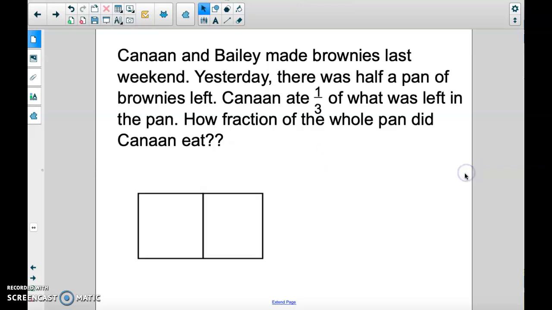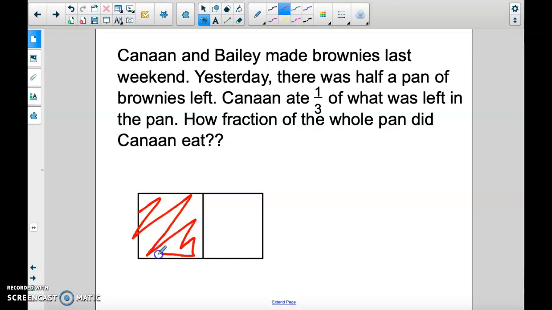Okay. So if I'm drawing my picture and these are my yummy brownies, they look delicious. And we have half of the pan left, right? So this is what's there. They're red brownies, red velvet perhaps. Then it says that Kanan ate 1/3 of what was left. It's not of the whole pan, because then it'd be silly to even ask this question. 1/3 of what was left.